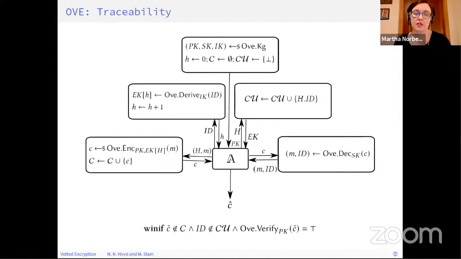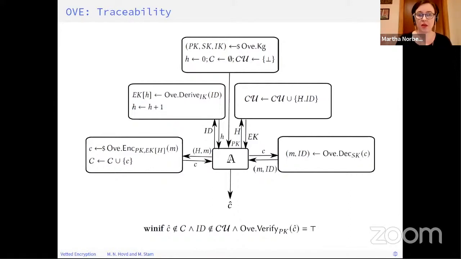And finally, we have traceability, where the adversary gets the public key, corruption oracle, encryption oracle, and decryption oracle, but she's not able to output a ciphertext which verifies, isn't forwarded to her by the encryption oracle, and opens to an uncorrupted identity.